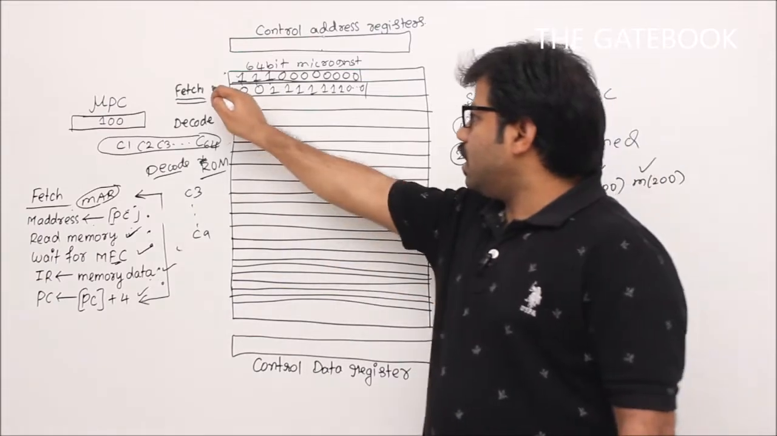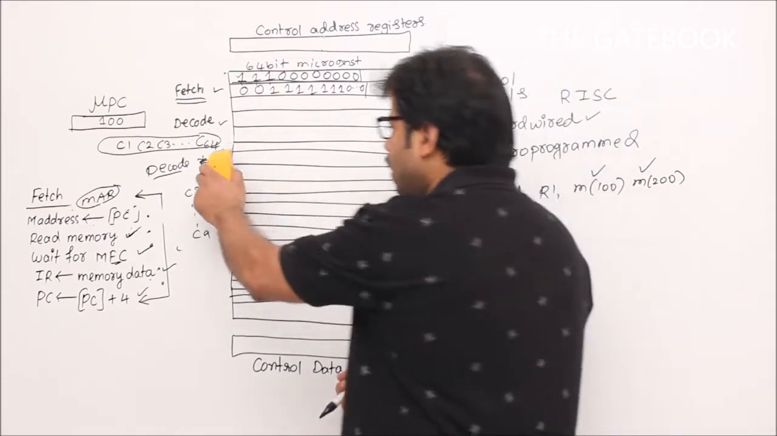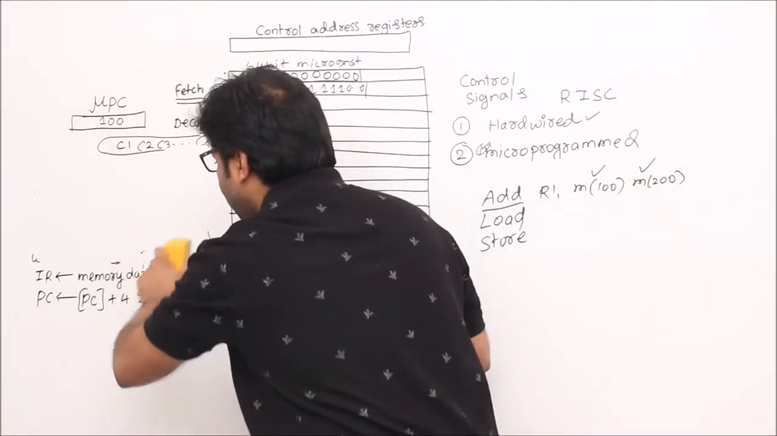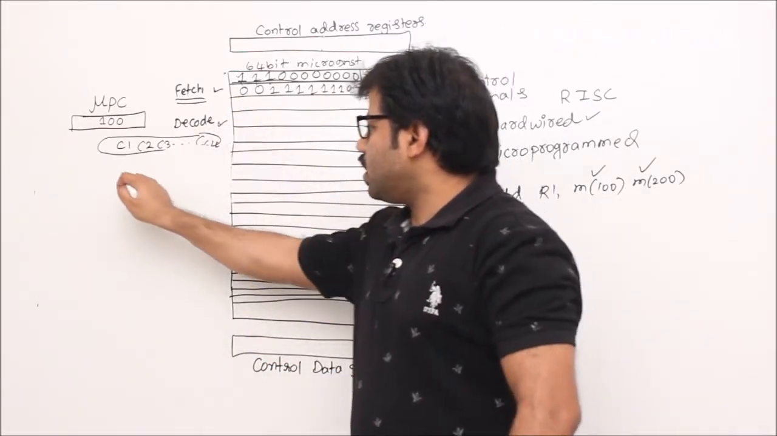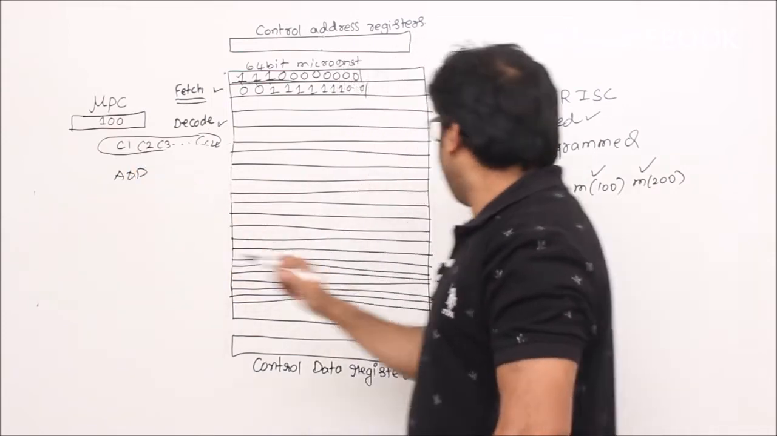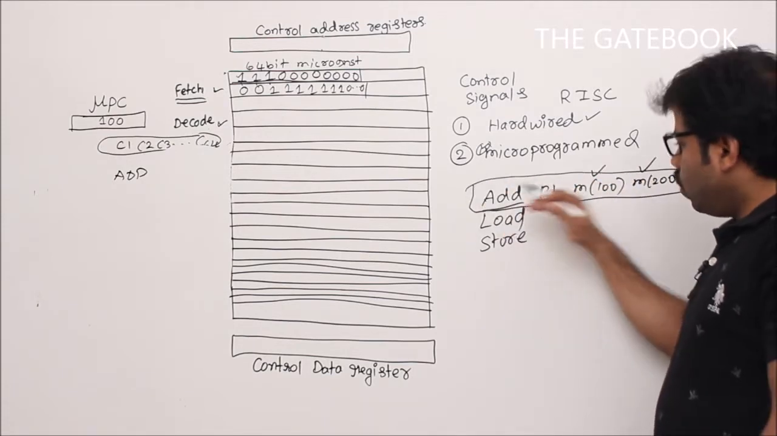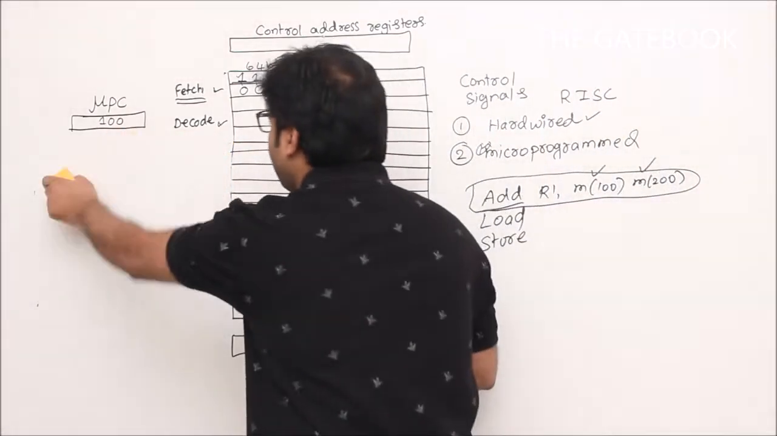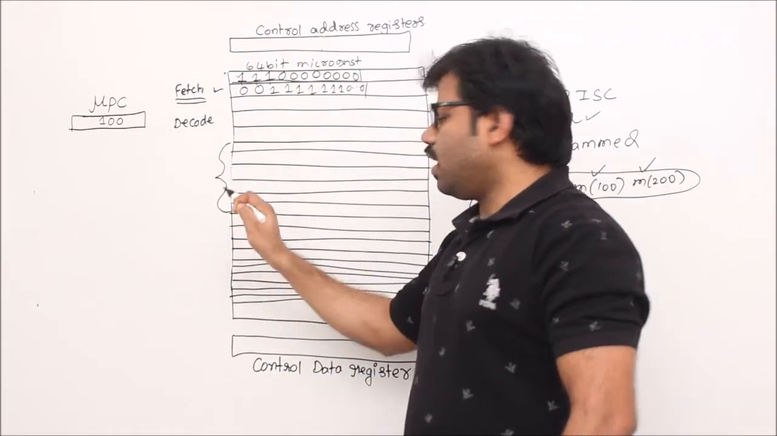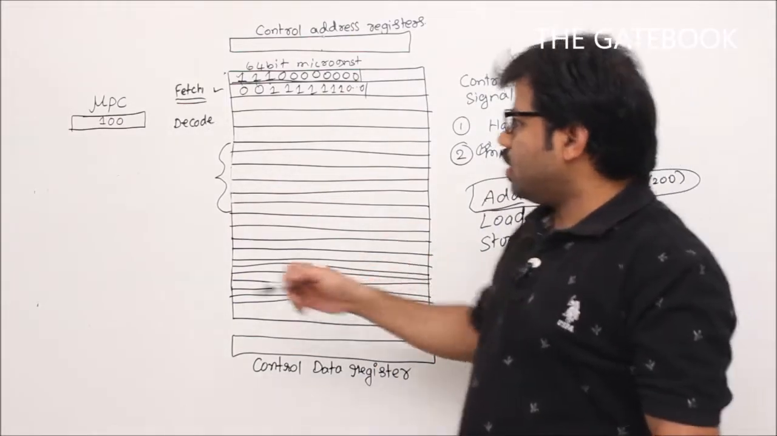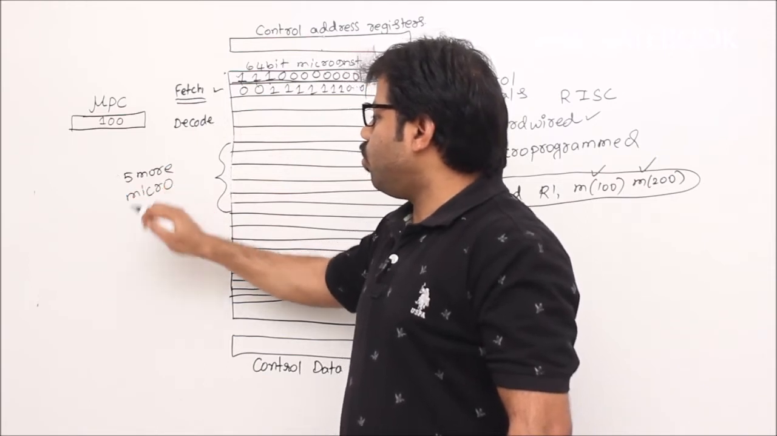Now after fetching and after decoding, some more steps are required to execute one particular instruction. Let us say that some other parts of the execution is like this. We need fetch and decode. Now for example, let's say you want to execute the add instruction here, which I have shown, right? For example this one, add R1 memory of 100 memory of 200. To do that, what extra you need, whatever it is, you require some control signals and some operations. Let's say you require 5 more micro instructions. Okay, 5 more micro instructions.